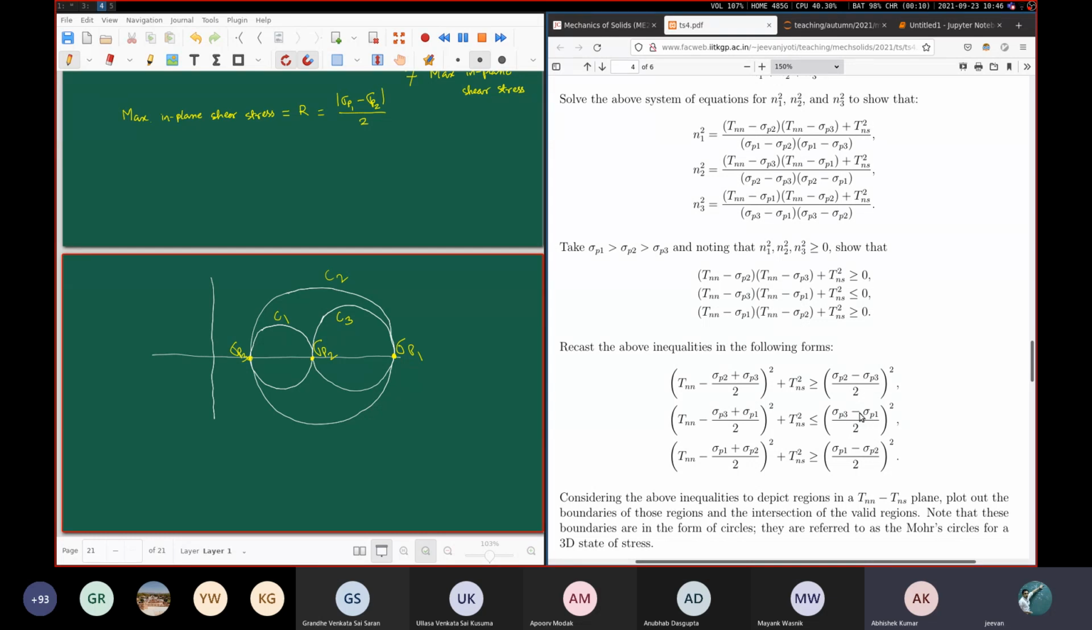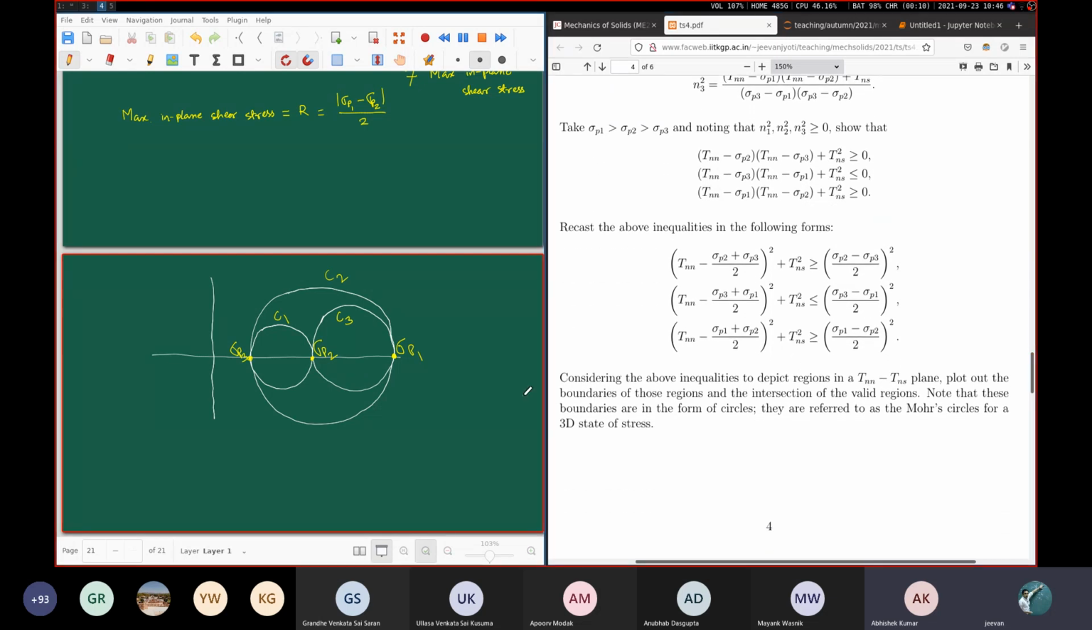Actually, I should have written this as sigma P1 minus sigma P3 by 2, because sigma P1 is larger than sigma P3, but there's a square here, so it doesn't matter. So you know that radius, okay? And the final thing, this C3 circle will be corresponding to this sigma P1, sigma P2. So involving this one and this one.